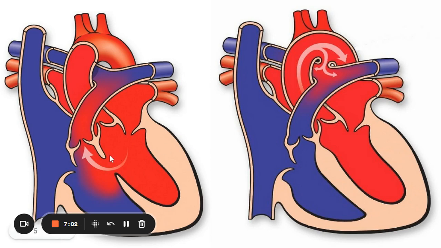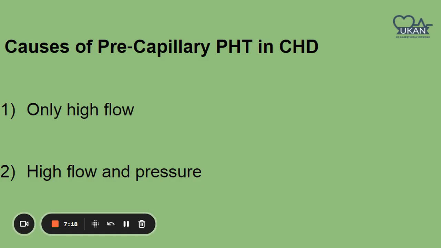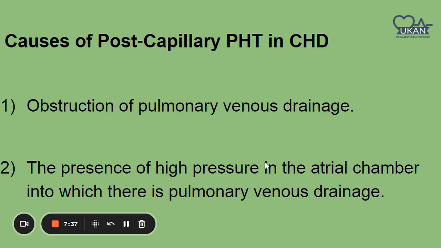We are talking about a lesion that is big enough to transmit the pressure to the pulmonary circulation and big enough to give a high QP/QS in both situations, VSD or PDA. So now we went through the causes of pre-capillary pulmonary hypertension: only high flow, where we gave the example of the ASD, and high flow and high pressure, where we gave two examples, unrestricted big VSD or a big PDA. So now we're going to move to the causes of post-capillary pulmonary hypertension.